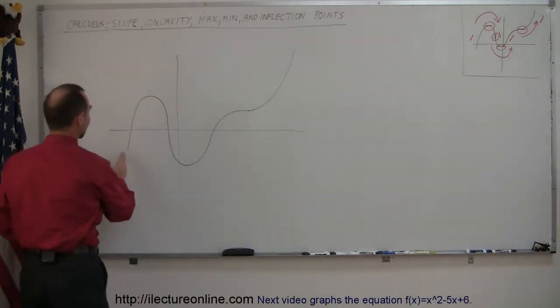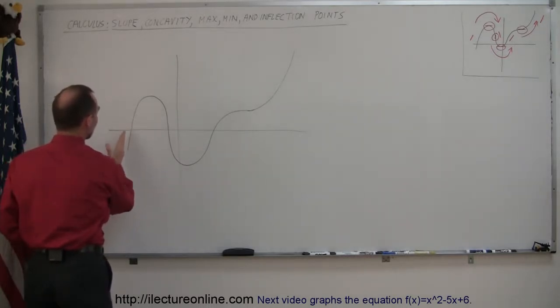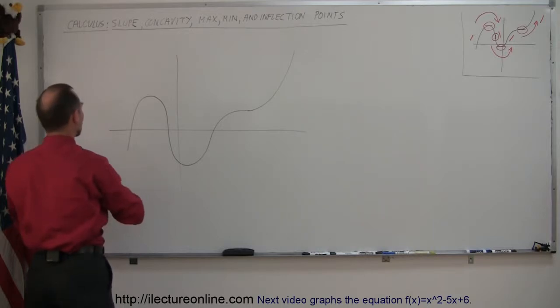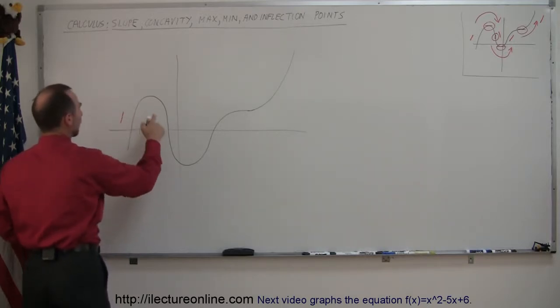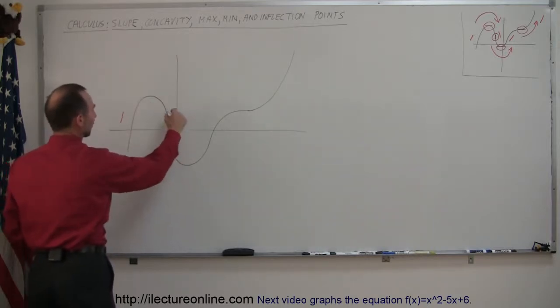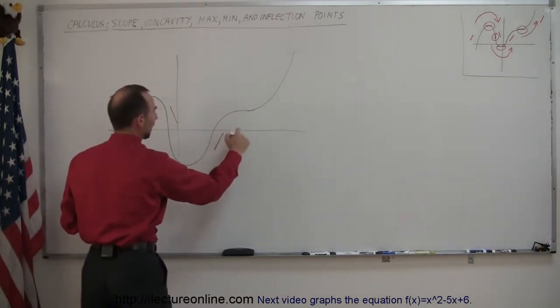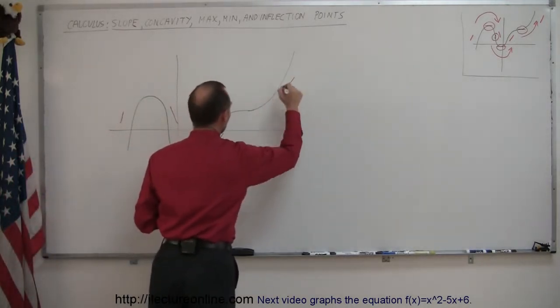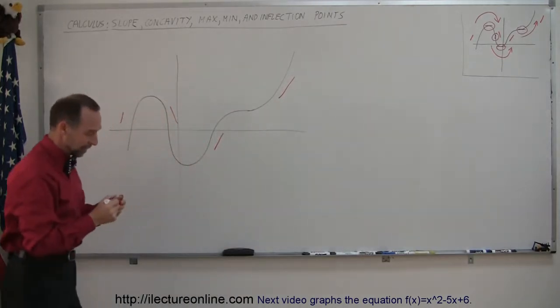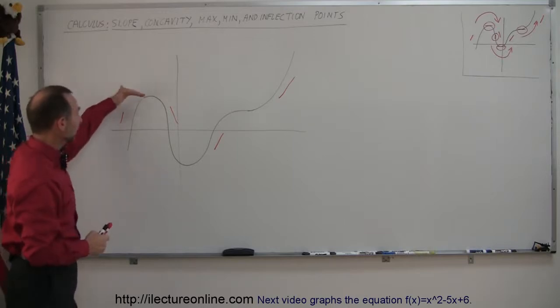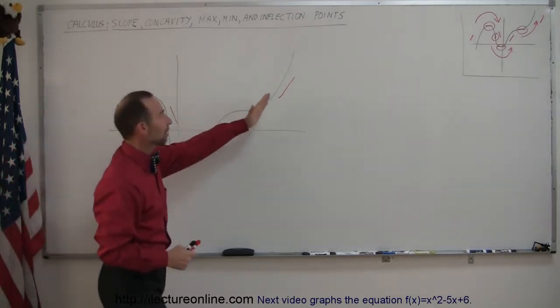You can see that from here to there, the slope is positive because it rises as you go to the right. So here we have a positive slope. Over here from there to there, we have a negative slope. From there to there, we have a positive slope. And then from there to there, we still have a positive slope. So slope is simply the derivative of a function. And here you can see that the slope is positive. There's negative, positive, and positive.